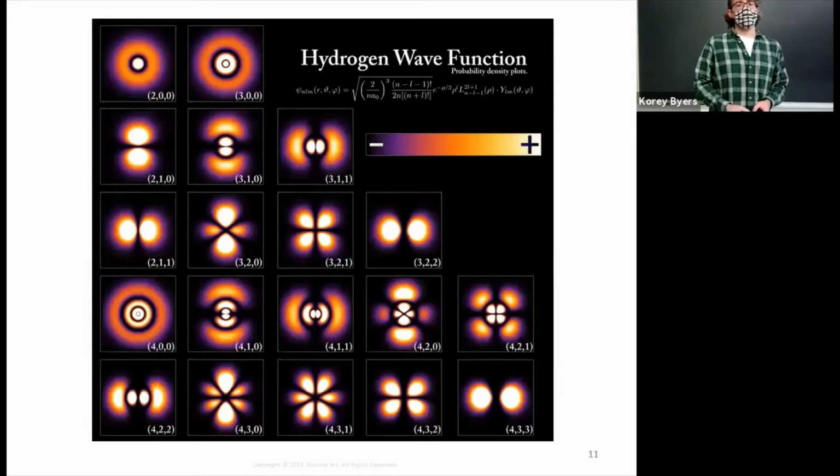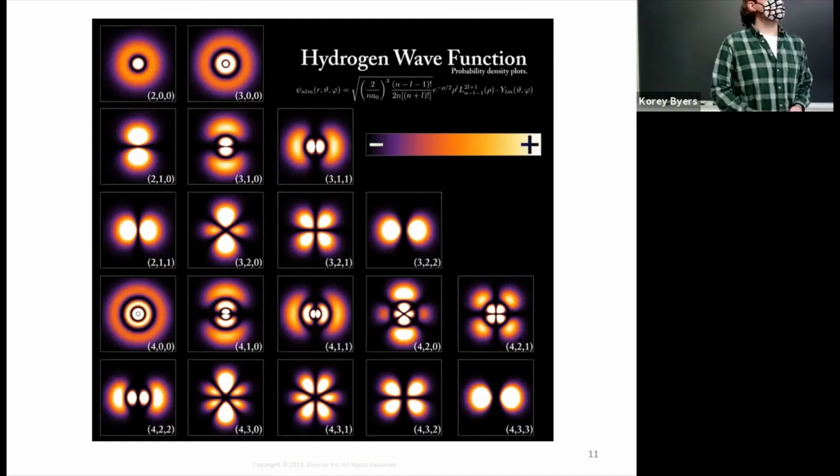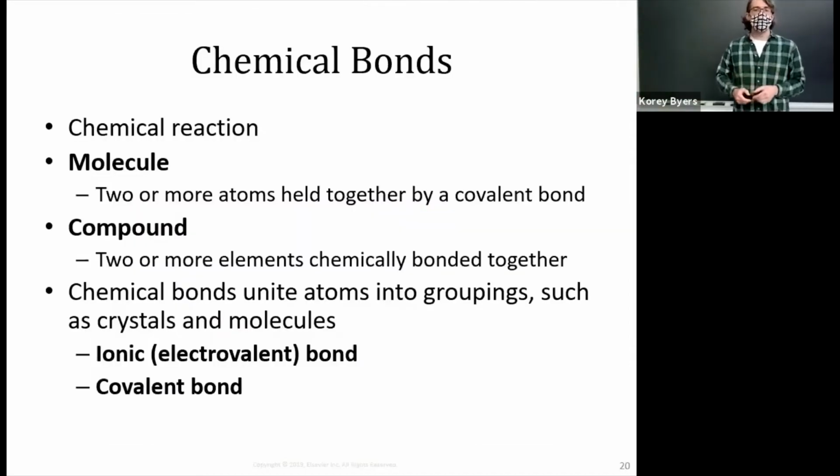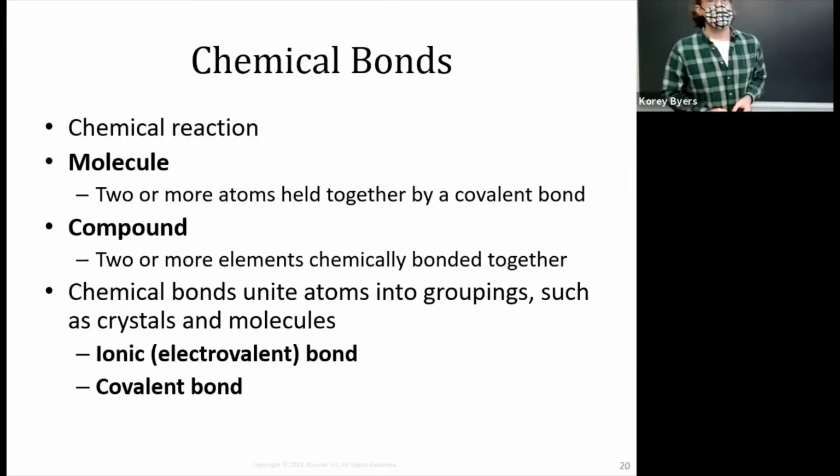You don't have to learn the shells in here, but don't forget that electrons exist in those shells, those clouds around the outside of the atom. At any particular time, we can know where they might be. We can't pinpoint exactly where they are, but we can get a good idea of where they might be. Chemical bonds unite into groupings. They can make crystalline structures, sheets, all kinds of stuff.